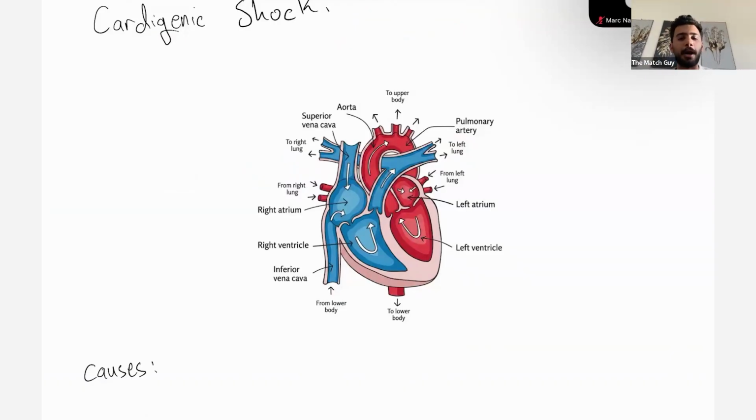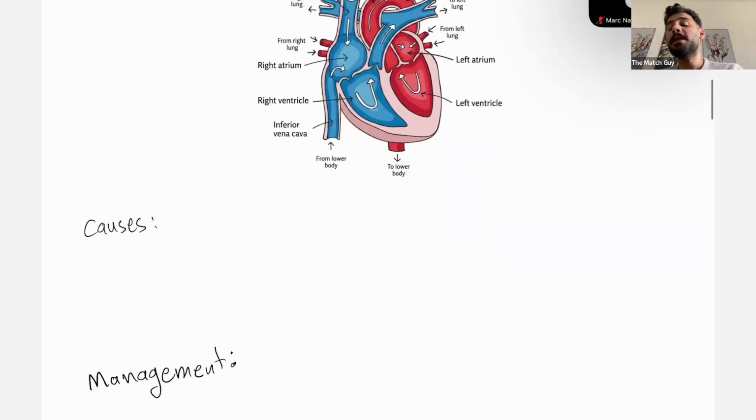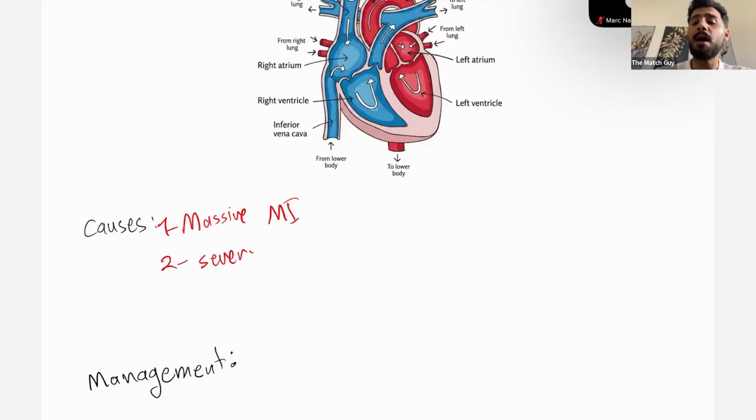Okay, so the next type of shock we're going to discuss is a cardiogenic shock. And from the name, I think you guys can kind of figure out what the problem is going to be in cardiogenic shock. It's a problem with the heart, okay? Where the heart is not pumping effectively, or in other words, there is a failure of the pump. There are multiple causes for this, but probably the most important cause is going to be a massive MI, number one. And number two, you might have severe or advanced heart failure.